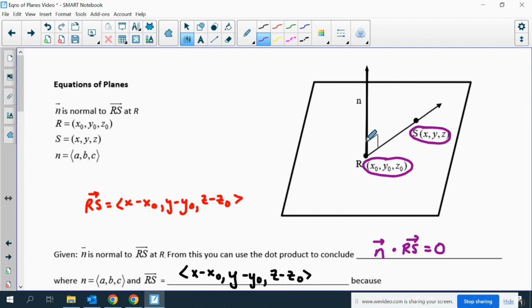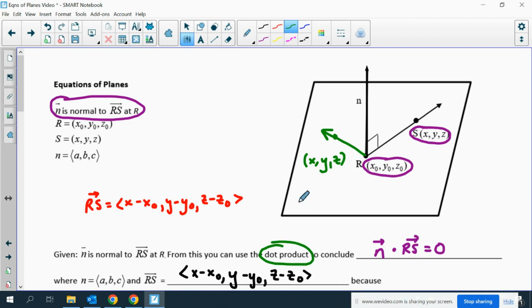But in order to make sure it stays on the plane, we have to have a normal vector that is normal to any of these vectors. So if I decided to move x, y, and z over here on the plane instead of where they currently are, so if I decided to move point S over here, n needs to be normal to that one too. So it has to be normal to any vector on the plane. And how we do that is we know that if we take the dot product of any two orthogonal or perpendicular vectors, we end up getting 0.